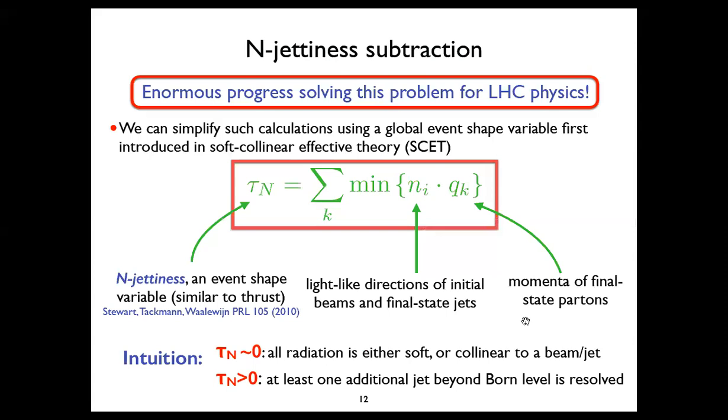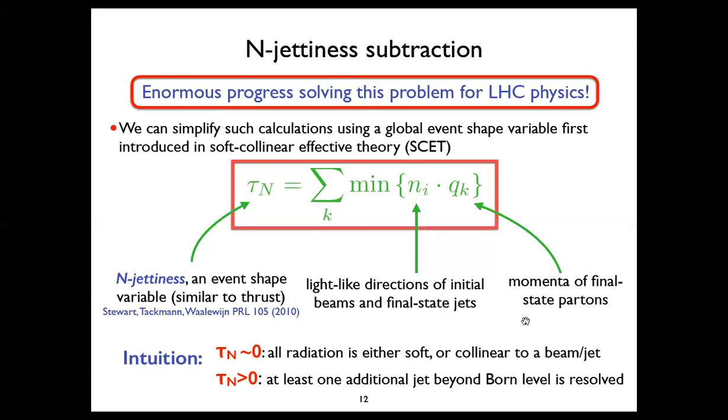It's defined here on the slide if you don't already know it. You can think of it, if you wish, as similar to thrust. What you basically do is partition your final state partons along the whole direction of the process to which they are closest. And that's done by the minimization shown here.